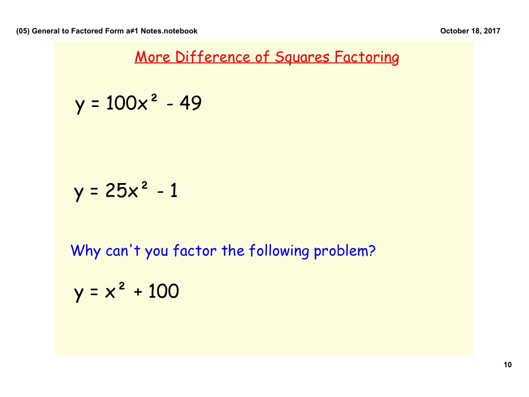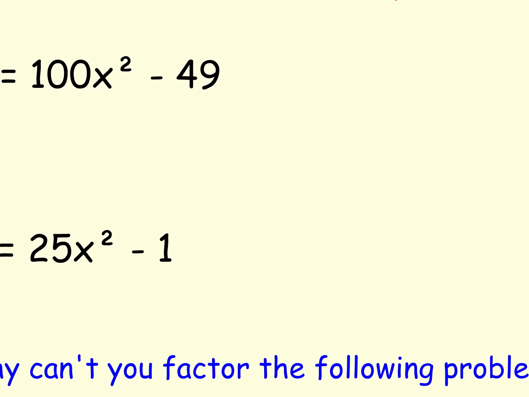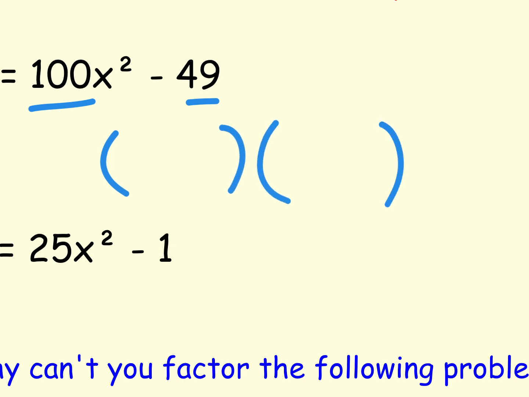Does it get more complicated? Like that. And you might think, well, I'll factor something out of them. No, you won't. You can't factor something out of both, 1 and 49. They don't have any common factors. So instead, you set up two parentheses like always. And who can tell me what would be here and here?